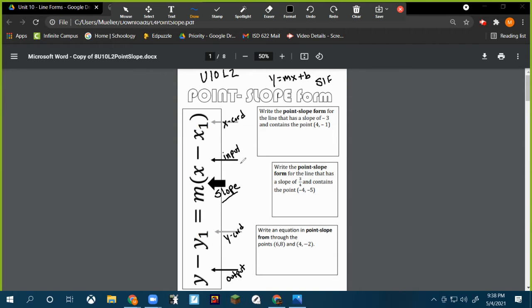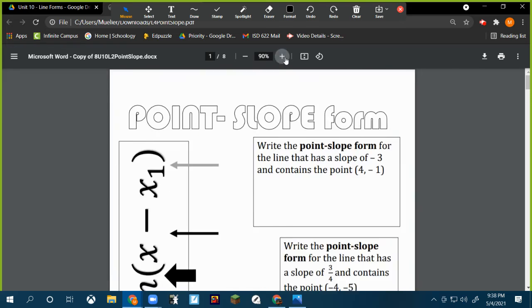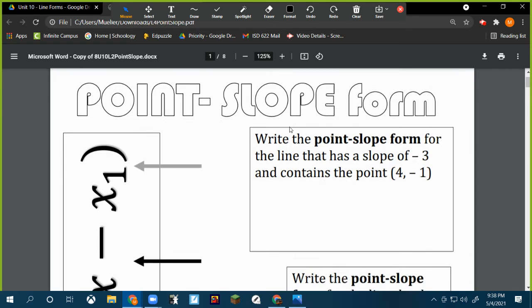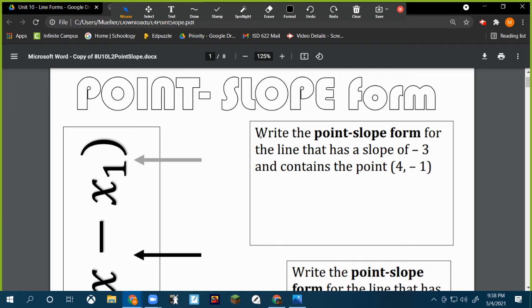Again, point slope form. We're given a point, an x and a y, and a slope. Let's get into our lesson here. Let me zoom in a little bit, make it a little easier for us to see. I'm going to write the point slope form for a line that has a slope of -3, and it contains the point (4, -1). Again, that point is x and y. Remember, our equation is y minus y1 equals m times x minus x1. We showed this in class. I talked about it and said write it down, but this is our little preview.